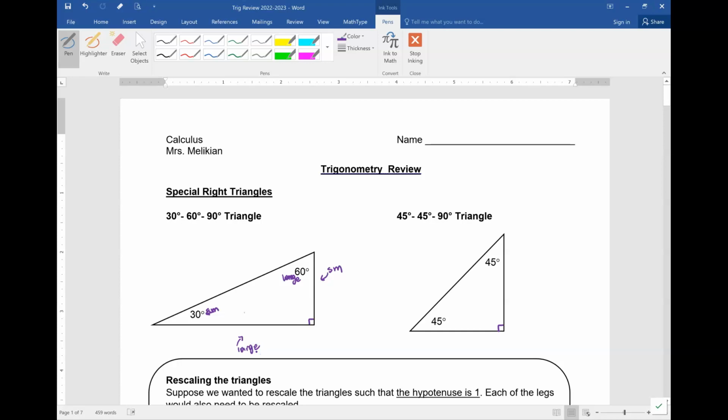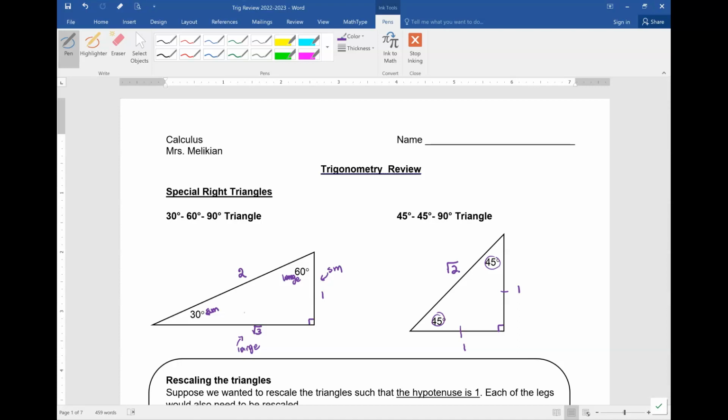And when we labeled special right triangles, we always started with the small leg, and if that's a 1, then the larger leg is √3, and then the hypotenuse is always 2, right? We know this, 1, √3, and 2. In a 45, 45, 90, we've got acute angles of the same size, legs of the same size. So if we label the legs 1 and 1, then the hypotenuse is √2. Okay, that's all fine until we get to the unit circle.